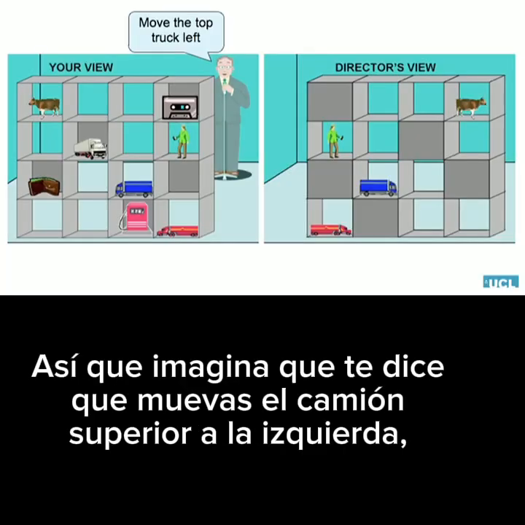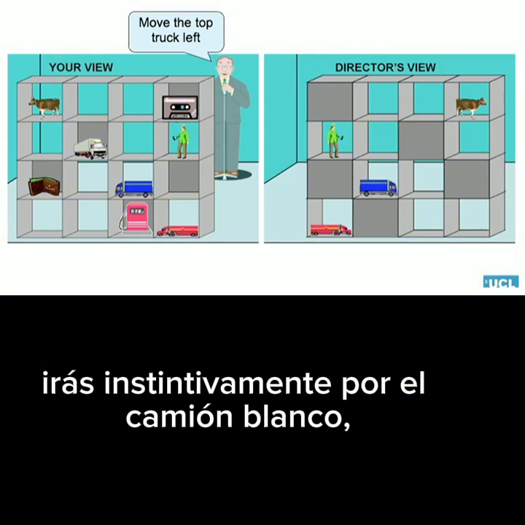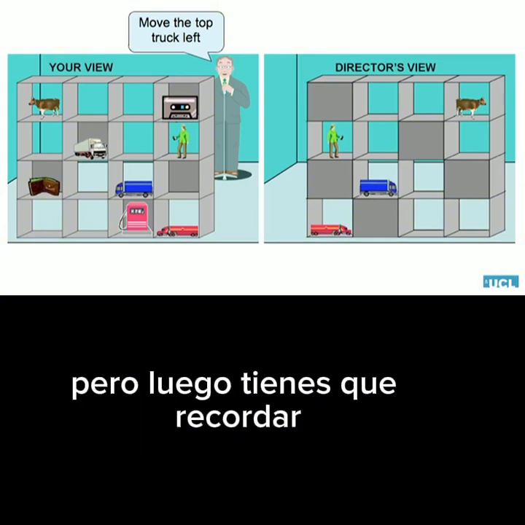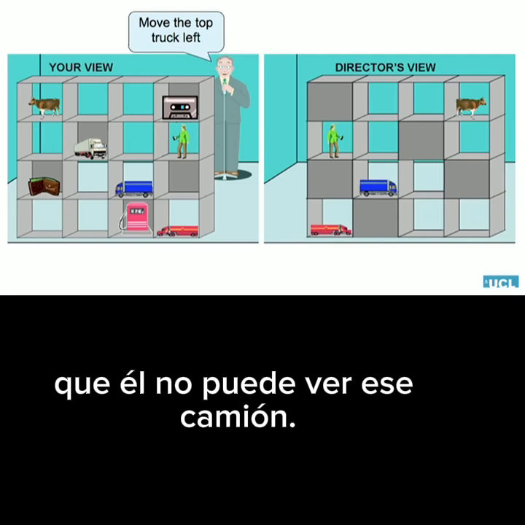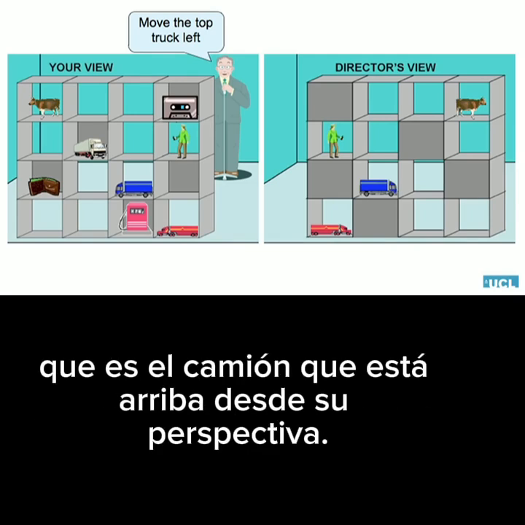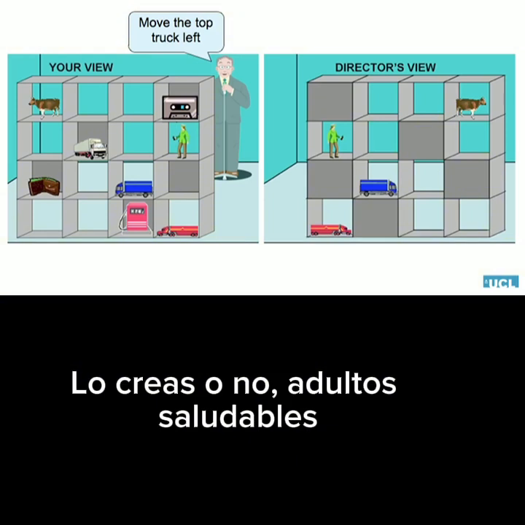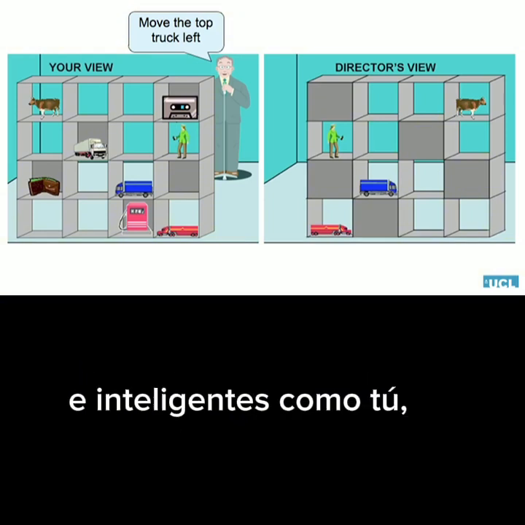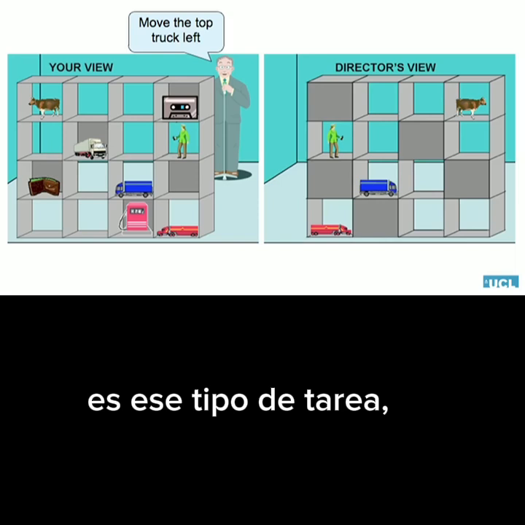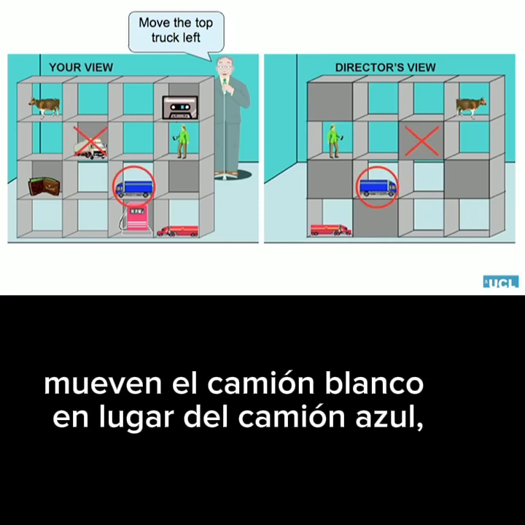So imagine he tells you to move the top truck left. There are 3 trucks there. You're going to instinctively go for the white truck because that's the top truck from your perspective. But then you have to remember, oh, he can't see that truck, so he must mean me to move the blue truck, which is the top truck from his perspective. Now, believe it or not, normal, healthy, intelligent adults like you make errors about 50% of the time on that kind of trial. They move the white truck instead of the blue truck.